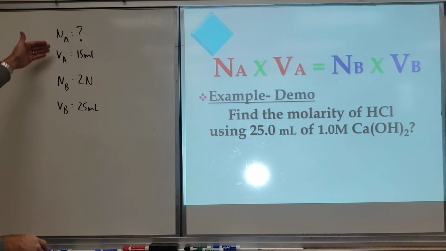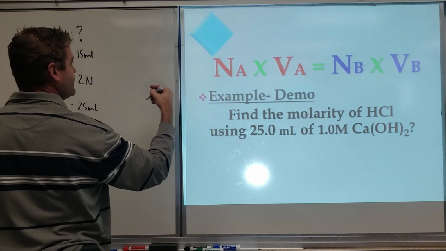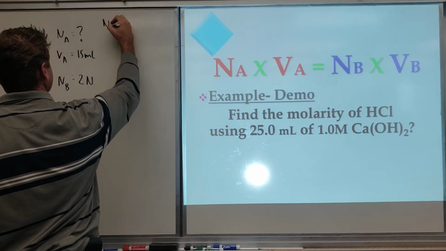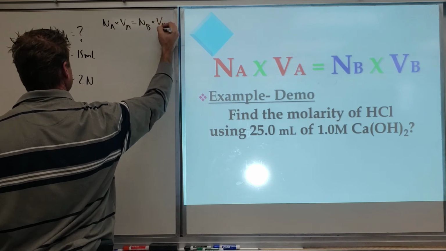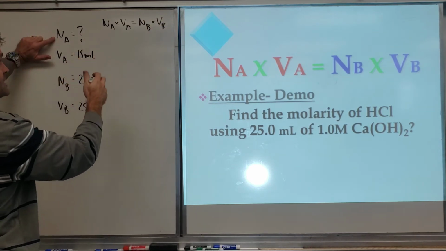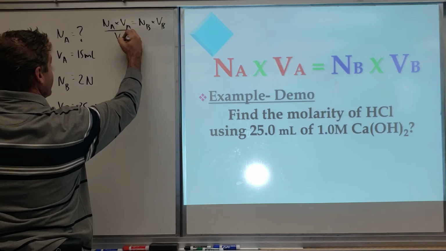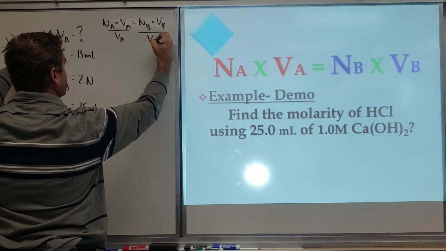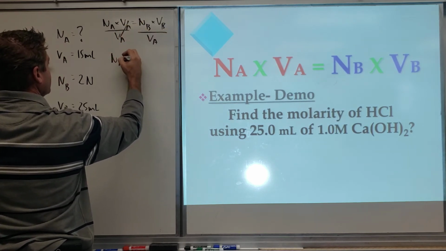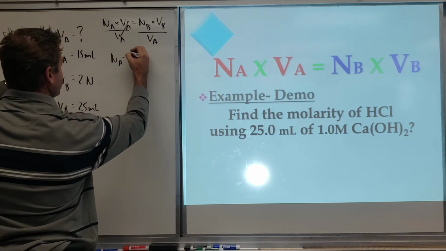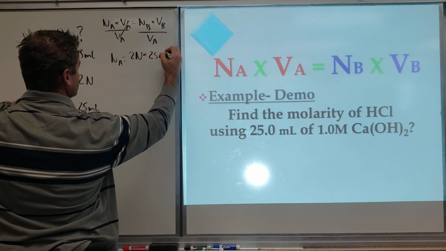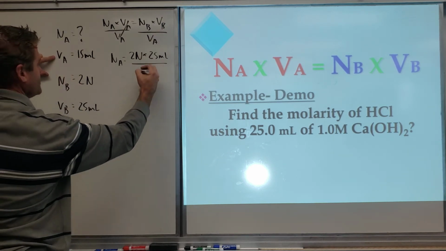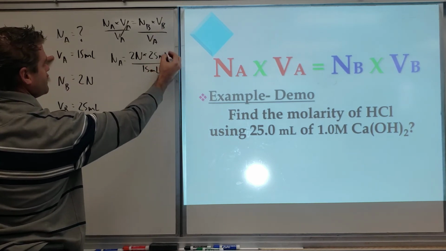So now, I have an equation in which I have one unknown, and I can solve for that unknown. Remember, it's NaVa, so I'll write it out again, is equal to NbVb. So if I want to solve for Na, the concentration of my acid, I divide by Va, you see that, to get it by itself, and that is my equation. So the normality of my acid is the normality of my base, which is 2 normal, times the volume of my base, which was 25 milliliters, divided by the volume of the acid, which was 15 milliliters. Look, milliliters cancels out.